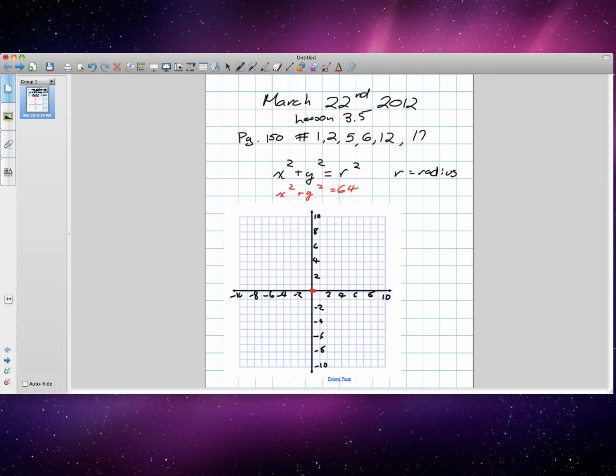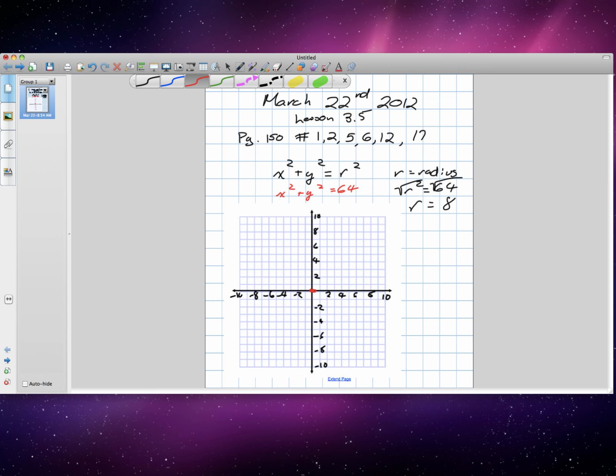Now, in order to find the radius of this circle, I'm going to set these two equal to each other, because we know that r squared represents the radius of our circle. So we get r squared is equal to 64. I need to isolate r, so I'm going to square root both sides. R is going to be equal to what? 8. So what that means is the radius of this circle is going to be the number 8.